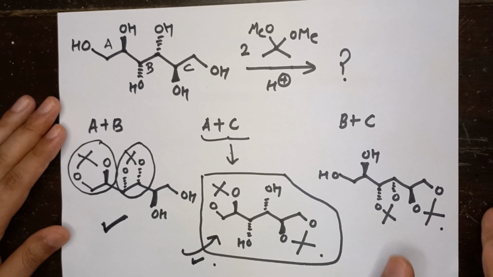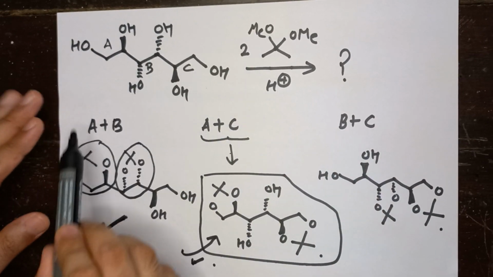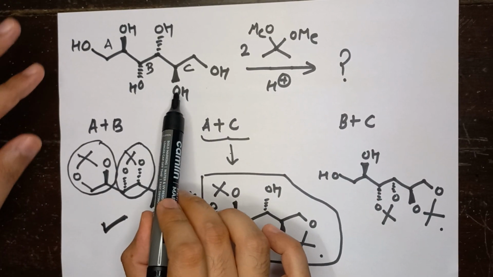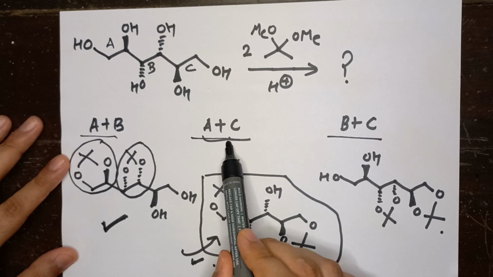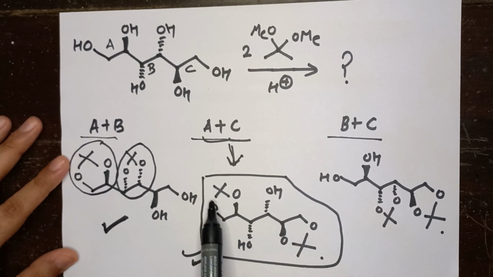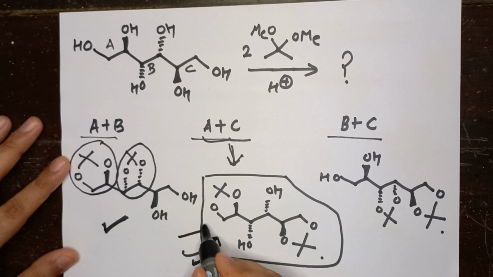I hope I'm clear. So two equivalents is given, so only two possibilities you can protect. You can either protect these two. So all variations I have written, and the main product is going to be A plus C, simply because the hindrance is going to be the least in this case.